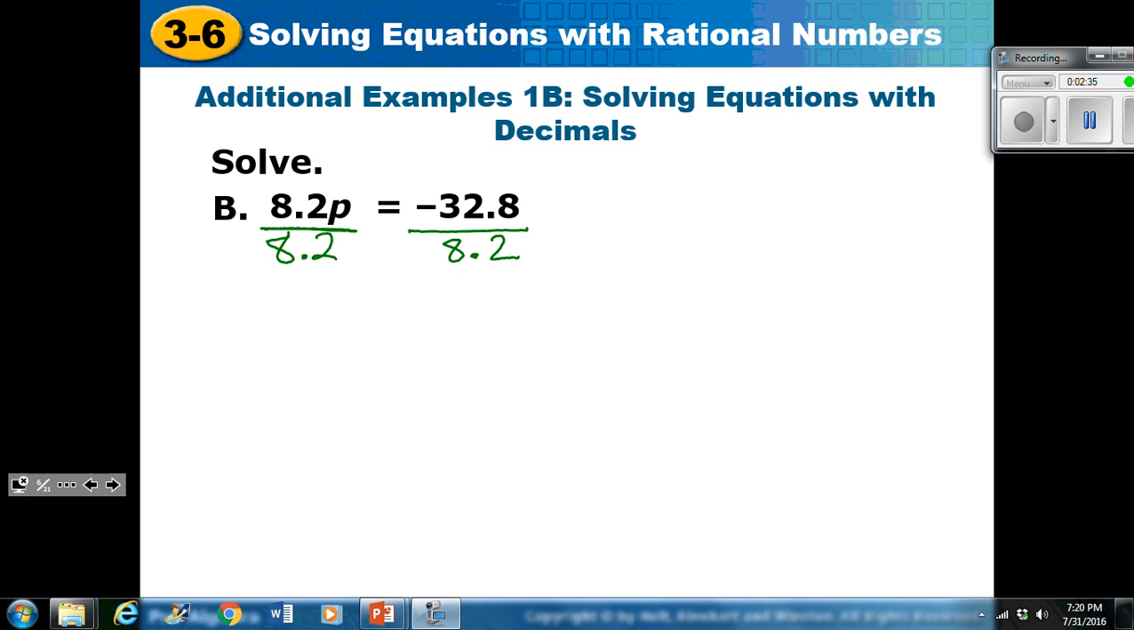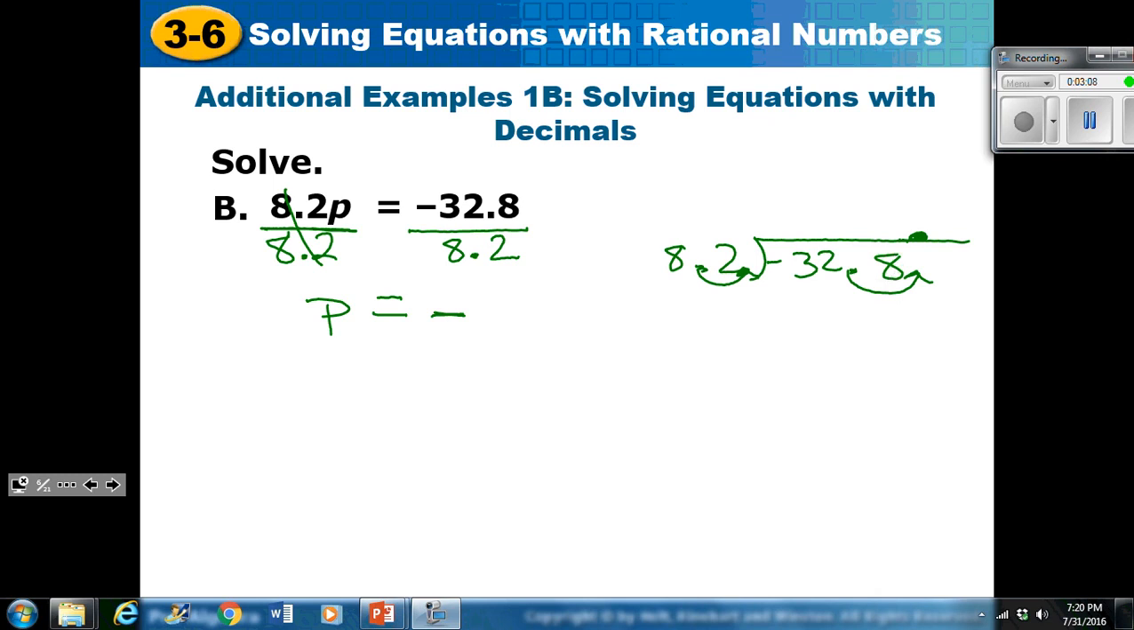8.2 divided by 8.2 goes away. That makes 1p, or just p. Bring down your equal sign, and then you'll need to evaluate this. We've already learned how to do this, so it shouldn't be too big of a deal. I'd go ahead and put the negative right here so that I don't forget it. You're going to need to move your decimal point over one space, decimal point over one space. So your new decimal point is going to land right there.